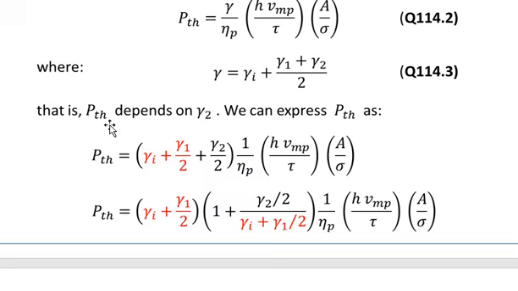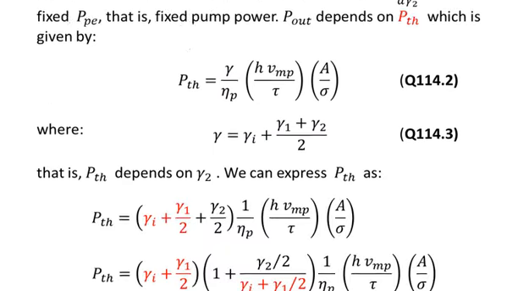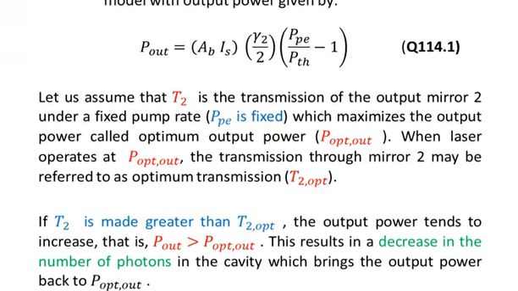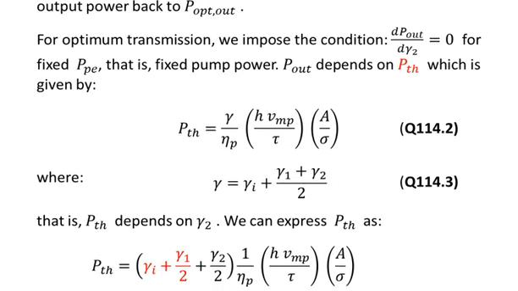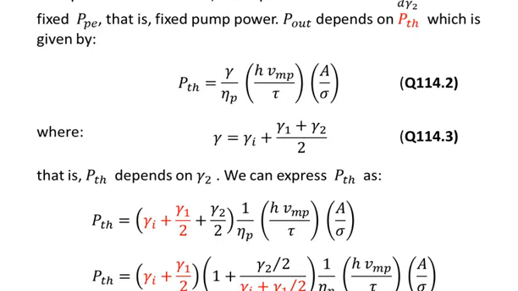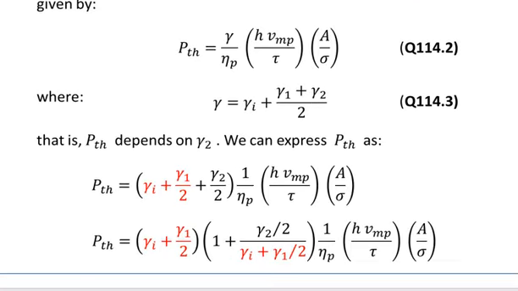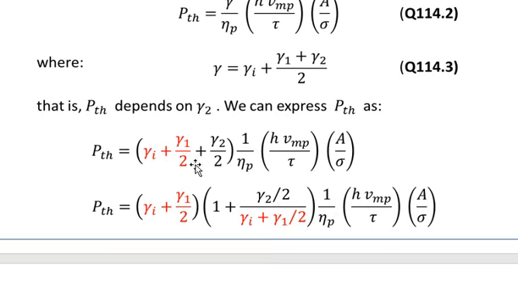So P threshold depends on the value of gamma 2. We can express P threshold as follows; let me show you the expression for the P threshold, which is given in equation number 2. We are now going to insert the value of gamma over here, and gamma is equal to (gamma I plus gamma 1 plus gamma 2) divided by 2. When we use this relationship, you see that in the parenthesis we have substituted the full value of gamma.